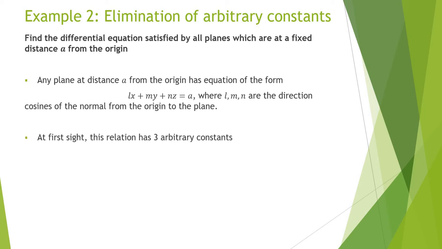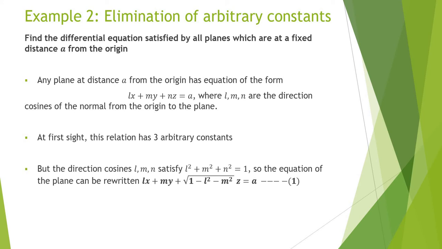Now at first sight, there are three arbitrary constants in this relation, L, m and n. But remember, L, m and n in this case are the direction cosines. So they should satisfy L square plus m square plus n square equal to 1. That means we can write n as square root of 1 minus L square minus m square. So the equation of the plane can be rewritten as Lx plus my plus square root of 1 minus L square minus m square times z equal to a.